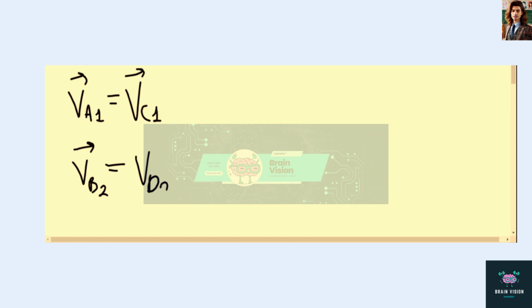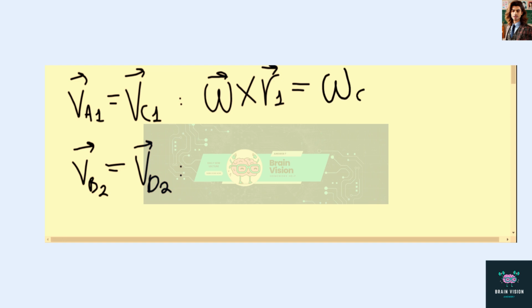Which simply say that the linear velocity of point 1 at the rim of gear A equals the linear velocity of point 1 at the rim of gear C. The same for point 2. The linear velocity of point 2 at the rim of gear B equals the linear velocity of point 2 at the rim of gear D. This is reasonable. Otherwise, the gears wouldn't move properly with respect to each other.